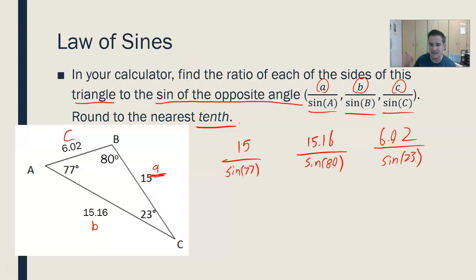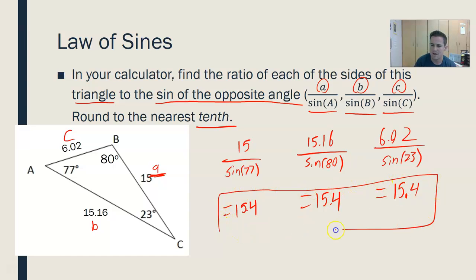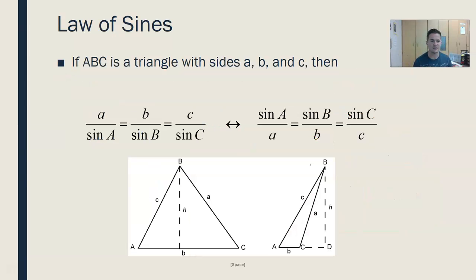So this is what I get. For this one, I got 15.4 rounding to the nearest tenth. For this one, I got 15.4 rounding to the nearest tenth. For this one, I got 15.4 rounded to the nearest tenth. Huh. Coincidence? Coincidence that all of those fractions simplify to the same decimal? That all those ratios are the same? No. Not a coincidence. That is what we call the law of sines.